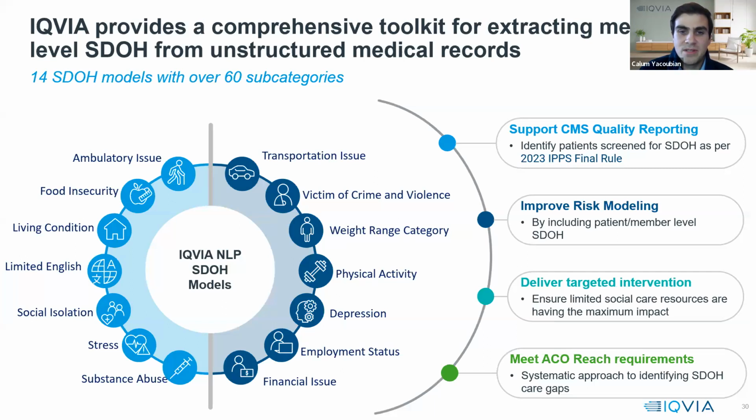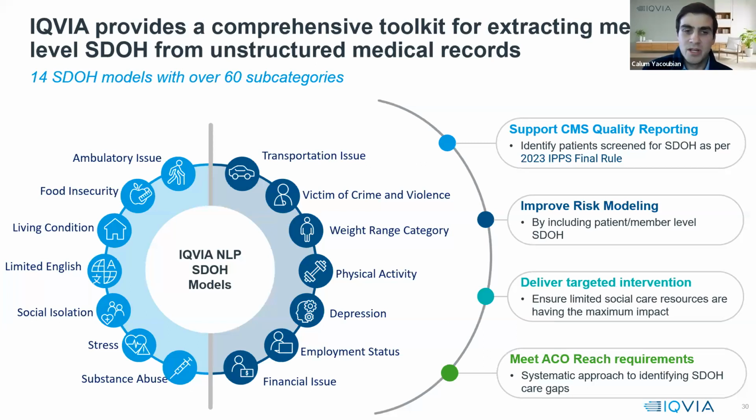Social determinants of health can actually be used to prioritize the socially driven interventions, so whether that's referral to a food bank or delivery of things like SNAP benefits. And then also within the healthcare organization or provider group, there's the ACO groups who are signed up to the ACO REACH program, which again mandates the screening and collection of social determinants of health data.